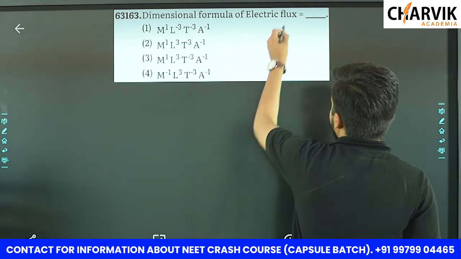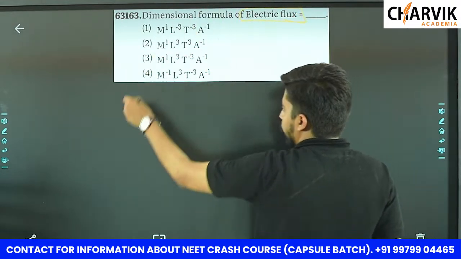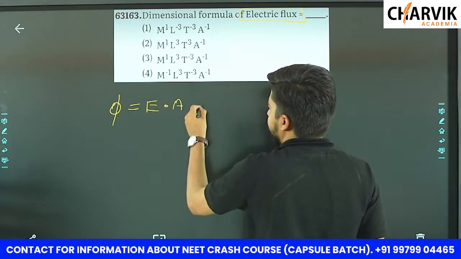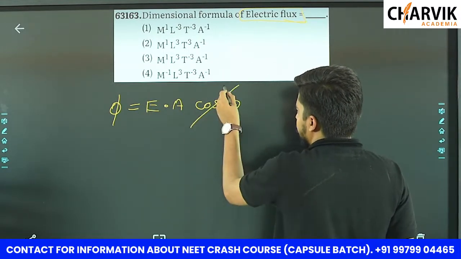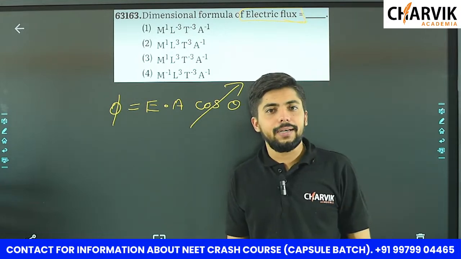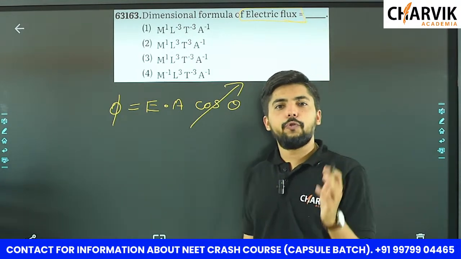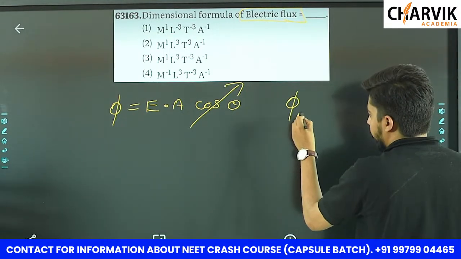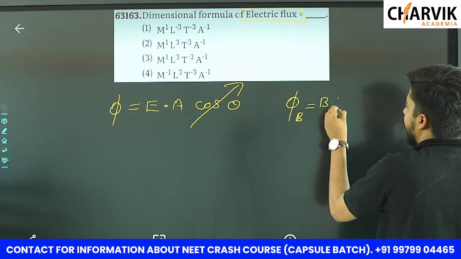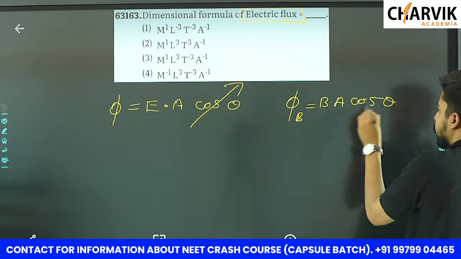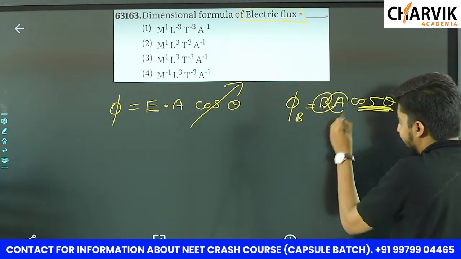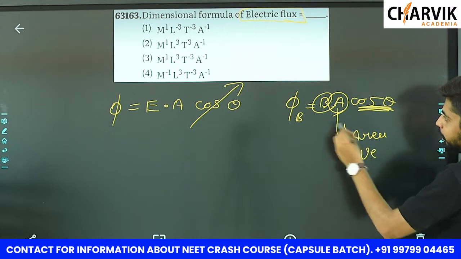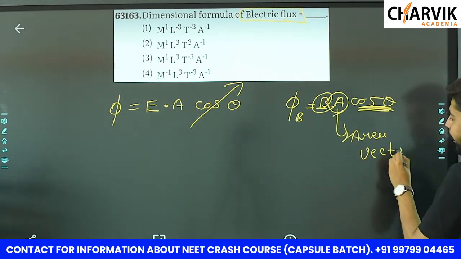They are asking the dimensional formula of the electric flux. What is the formula of the electric flux? The electric flux can be written as EA into cos theta. We don't need to consider cos theta for right now, as theta is a dimensionless quantity. And let me tell you for your information and for the revision, there is a magnetic flux also. What is the formula of the magnetic flux? It is BA cos theta, where theta is between the magnetic field B and the area vector A.